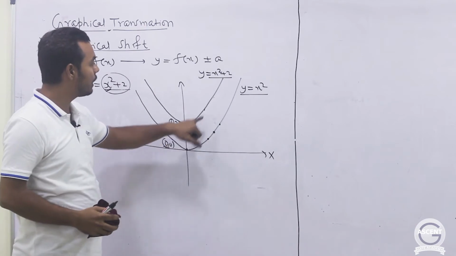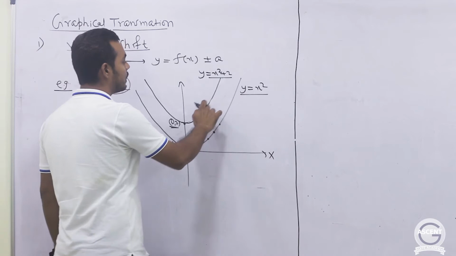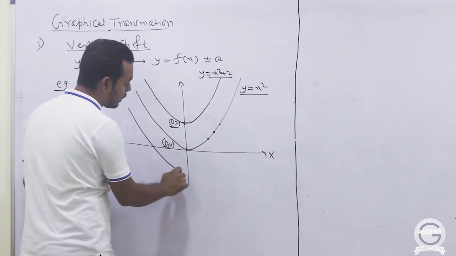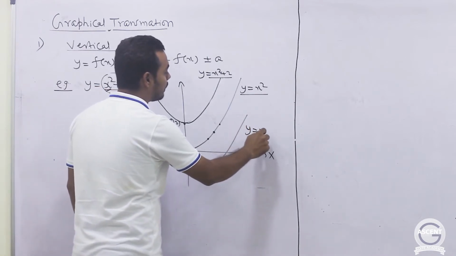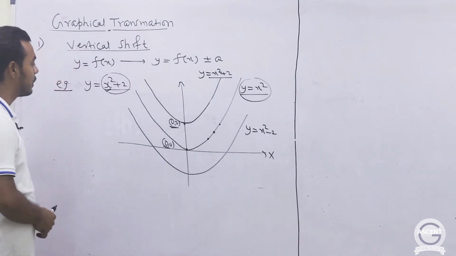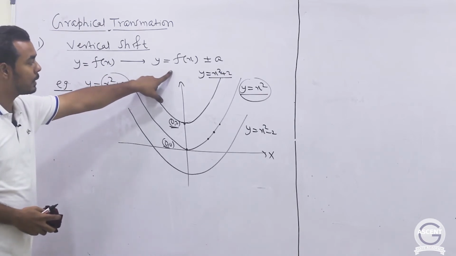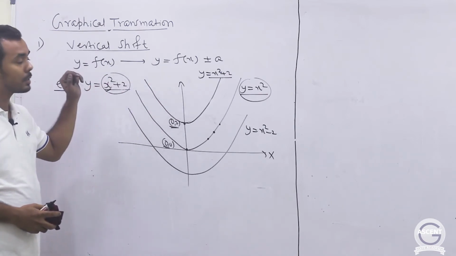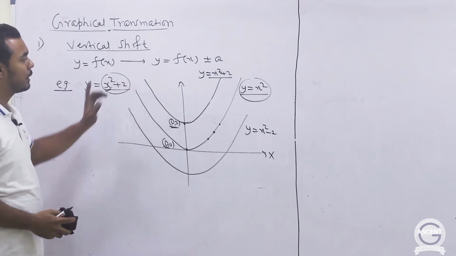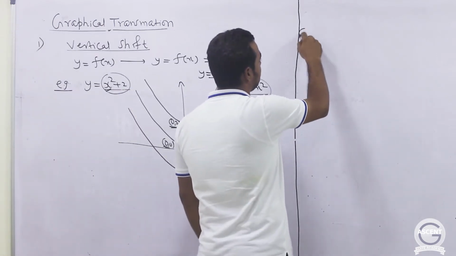This is obtained simply by shifting the graph of the curve y equals x square by 2 units towards the positive y axis. Similarly, if we want the graph of the function y equals x square minus 2, then you have to shift the graph of this function by 2 units towards the negative y axis. So this transformation is called vertical shift. f of x plus a means shift towards the positive y axis, f of x minus a means shift towards the negative y axis. I am considering that a is any positive number. So this transformation, vertical shift, is very easy to understand.